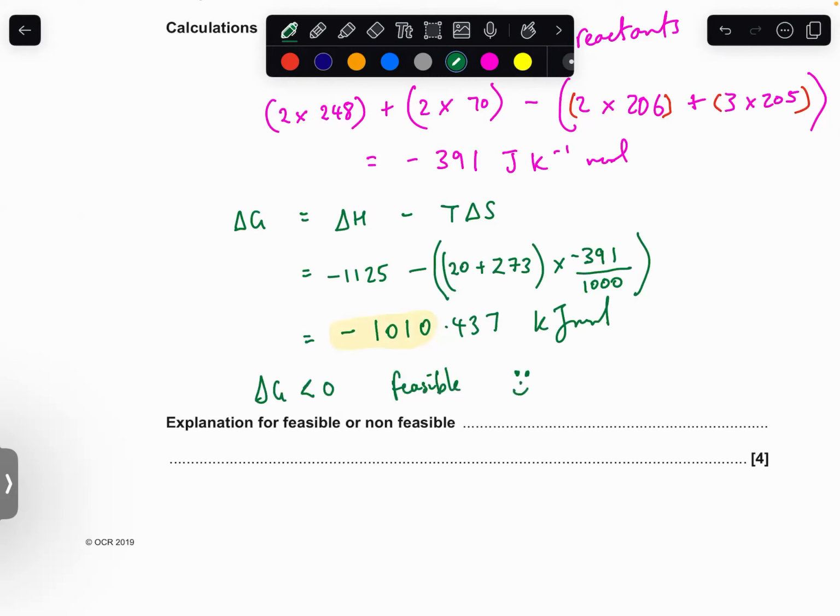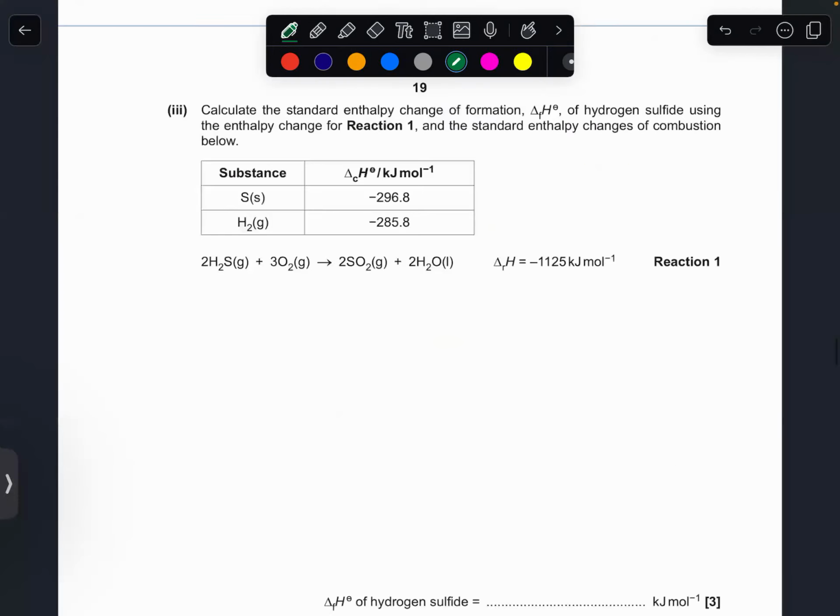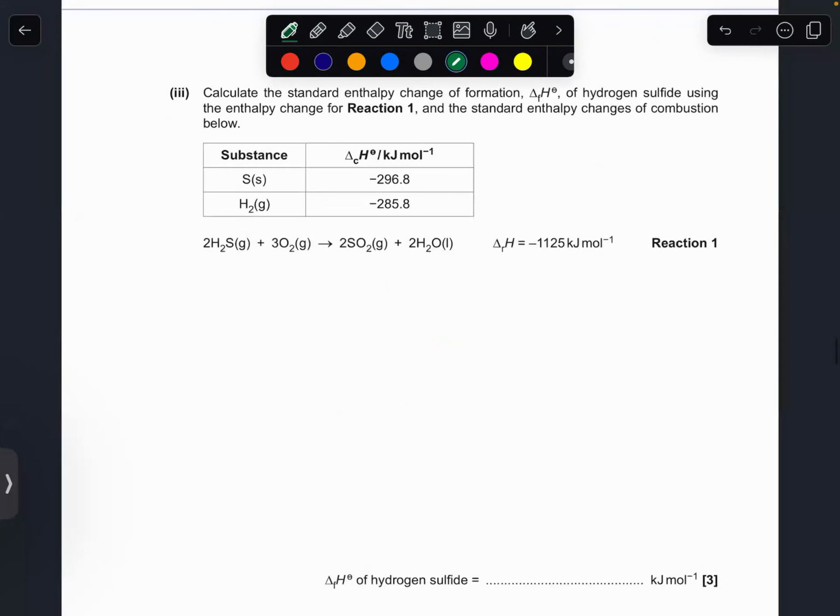Moving on. This is a bit of an interesting question. Calculate the enthalpy change of formation of hydrogen sulfide using the enthalpy change for reaction 1. They want you to work out the enthalpy change of formation of hydrogen sulfide.